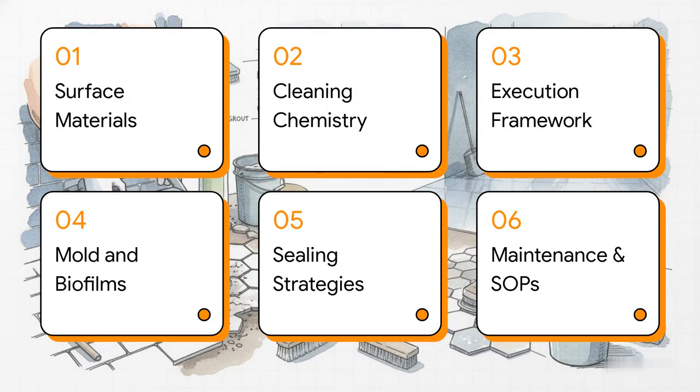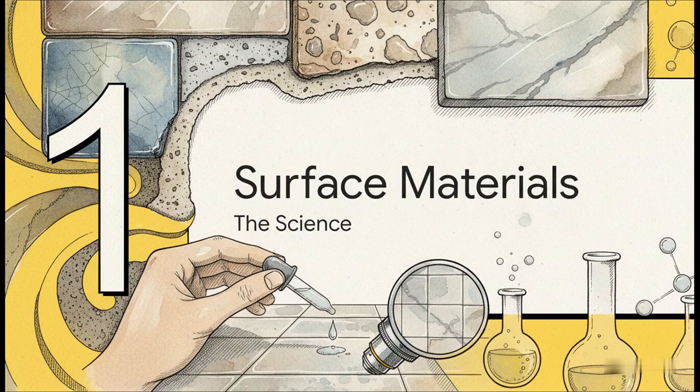Okay, let's dive into our curriculum. We're going to move progressively through 6 key areas, starting with the science of surface materials, followed by the chemistry of cleaning, and the professional cleaning execution framework. From there, we'll tackle eradicating mold and biofilms, advanced grout sealing strategies, and finally, preventative maintenance and SOPs. Let's start at the very foundation.